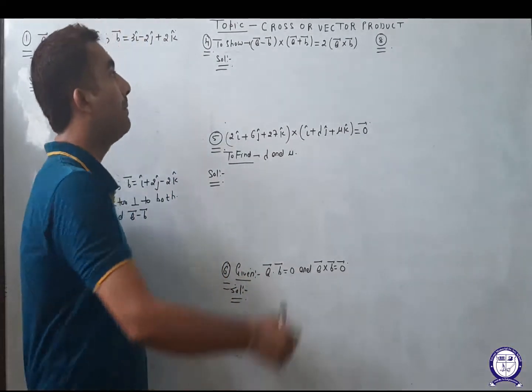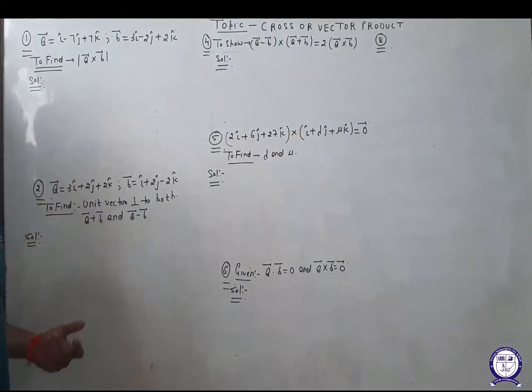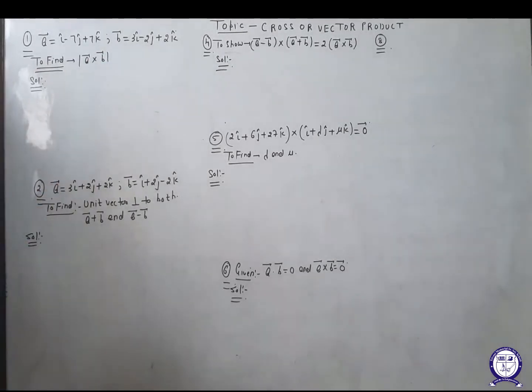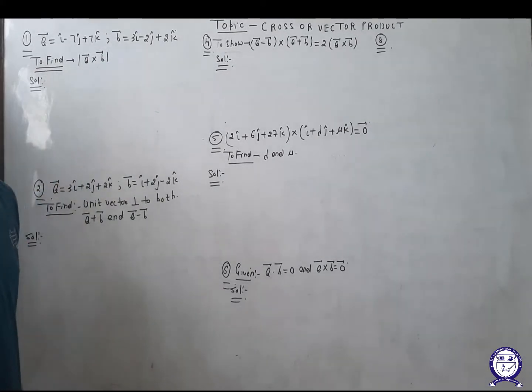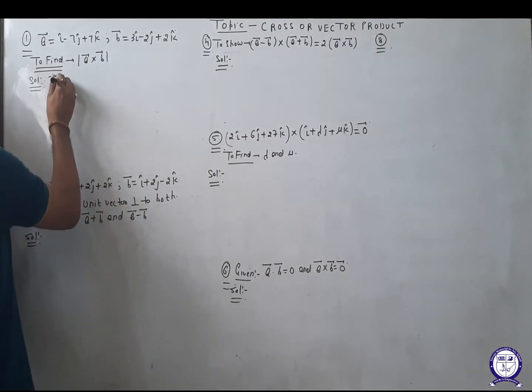Now, today our topic is cross or vector product. Here are some questions. Start with the first question. We have two vectors, A vector and B vector. We have to get the magnitude of A vector cross B vector. First of all, find out the cross.